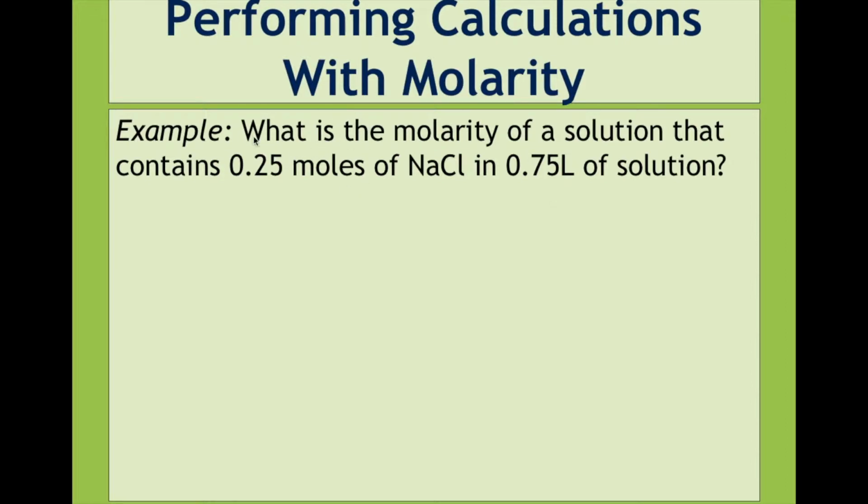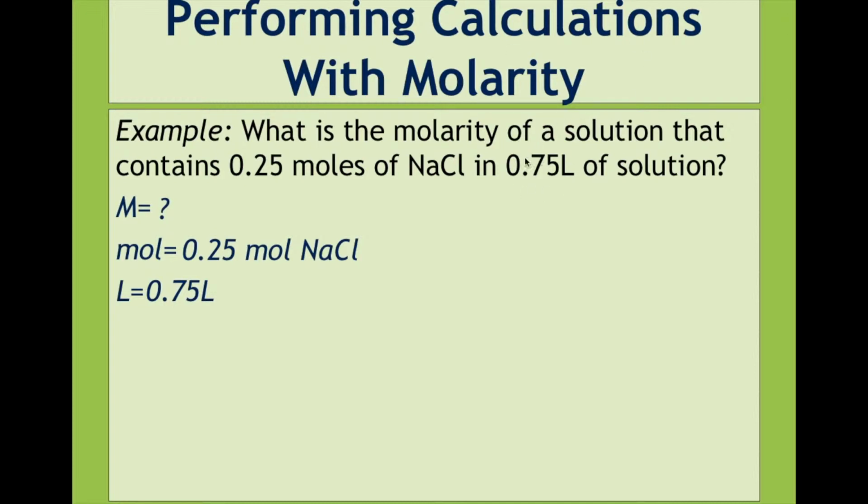Okay, so doing the calculations, again, it's just M, or molarity, equals the moles over volume. So literally, what is the molarity of a solution that contains 0.25 moles of NaCl in 0.75 liters of solution? So our molarity, that's what we're trying to find out. And then our moles is 0.25 moles. Sometimes you'll be given grams and you just need to convert that into moles. And you guys have been doing that since quarter 2.